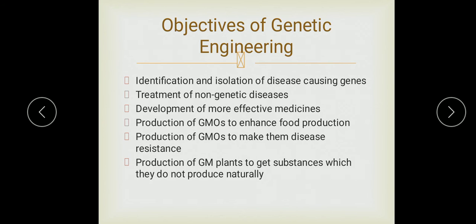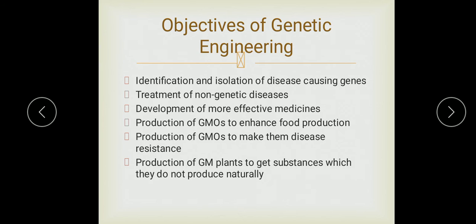Now the question arises, why do we need to produce GMOs? So the GMOs can be produced to enhance food production. We can increase the food production with the help of GMOs, because a genetically modified organism can produce more food. Similarly, we can make them disease resistant. We can enhance their ability to fight against disease. So we can make genetically modified organisms disease resistant. Especially this property is introduced in different types of crop plants.